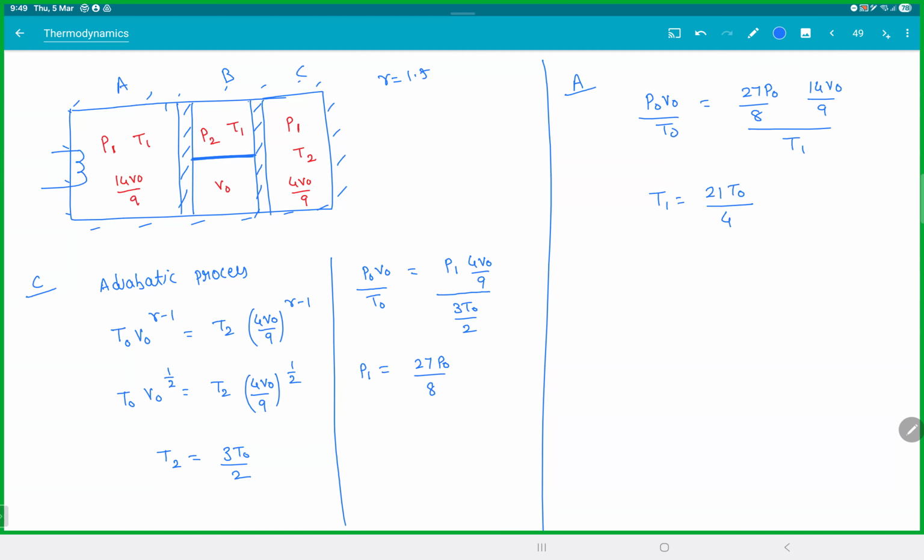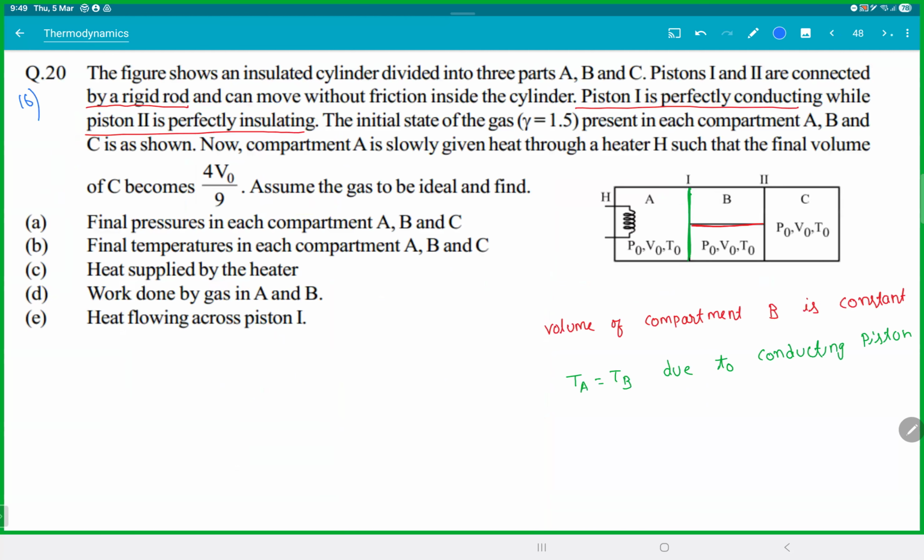T1 also came. Then for compartment B, I can do the same thing. P naught, V naught by T naught. Pressure is P2. Temperature is same as 21 T naught by 4. Sorry, that's volume. There, you got P2 also from here. Clear with this? There, I found all the pressures. I found all the temperatures. Then what? Find the heat supplied by the heater.